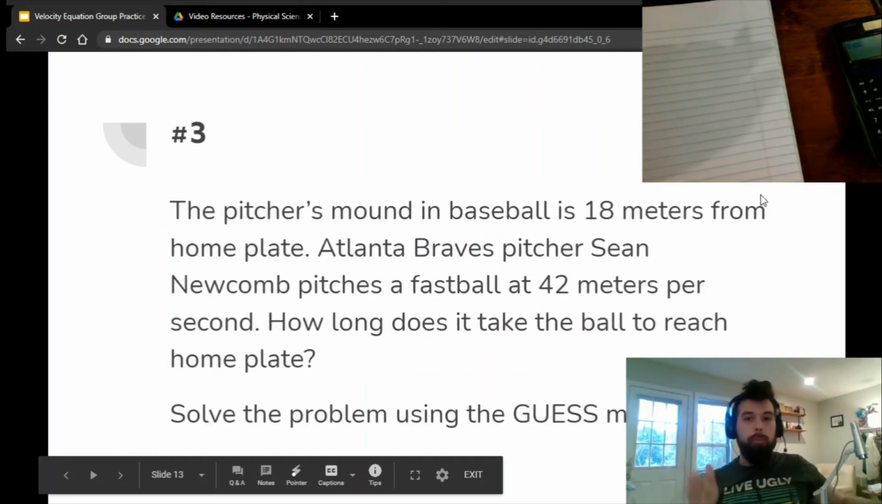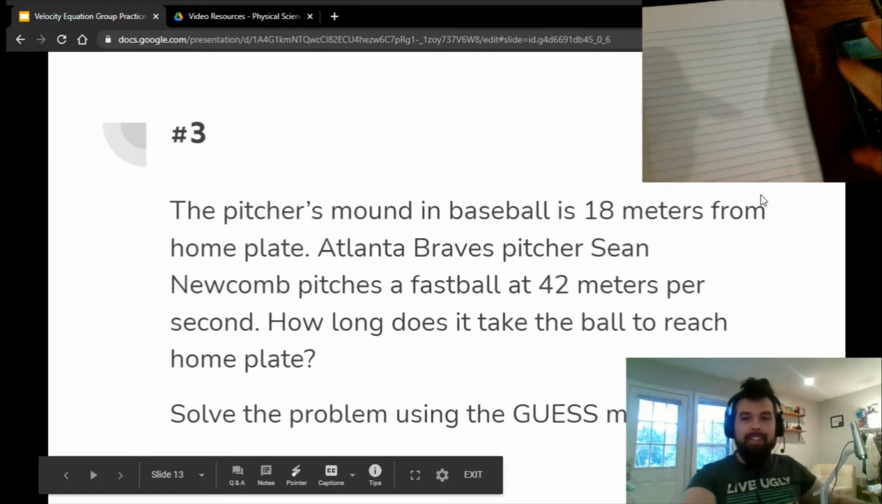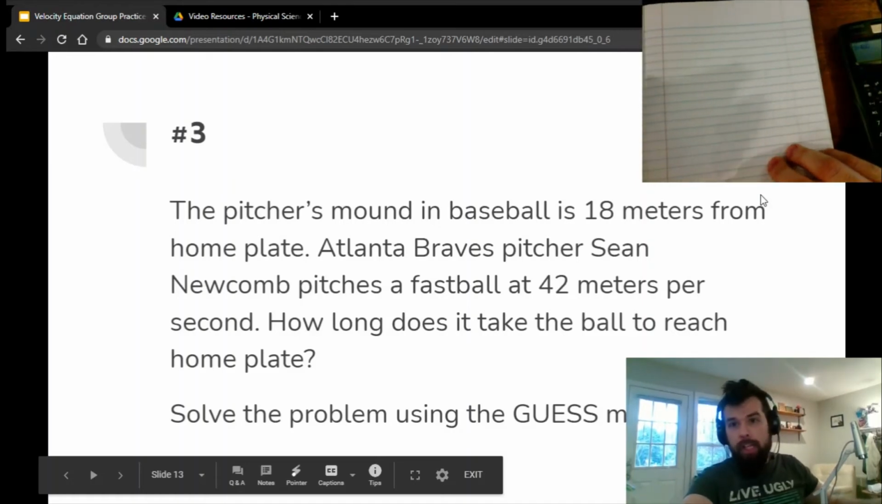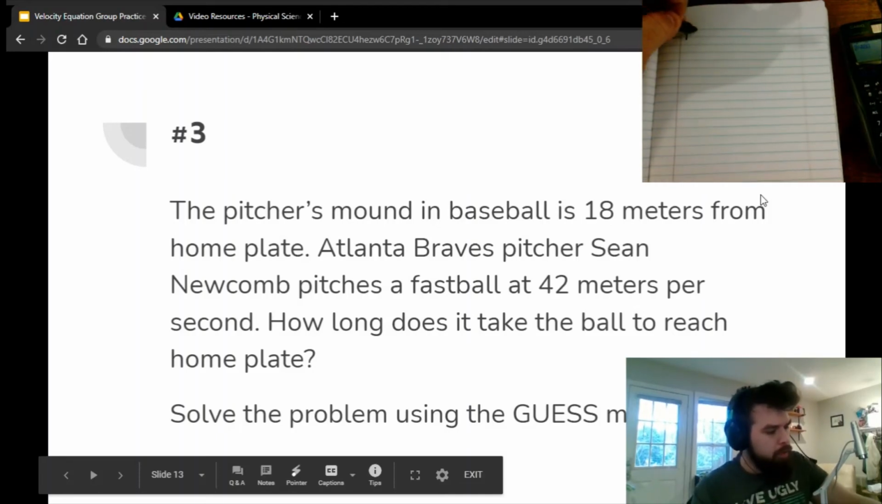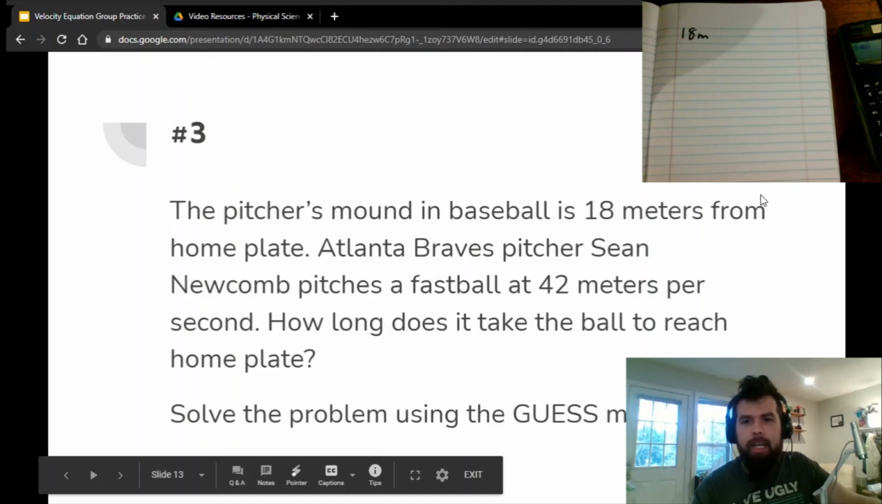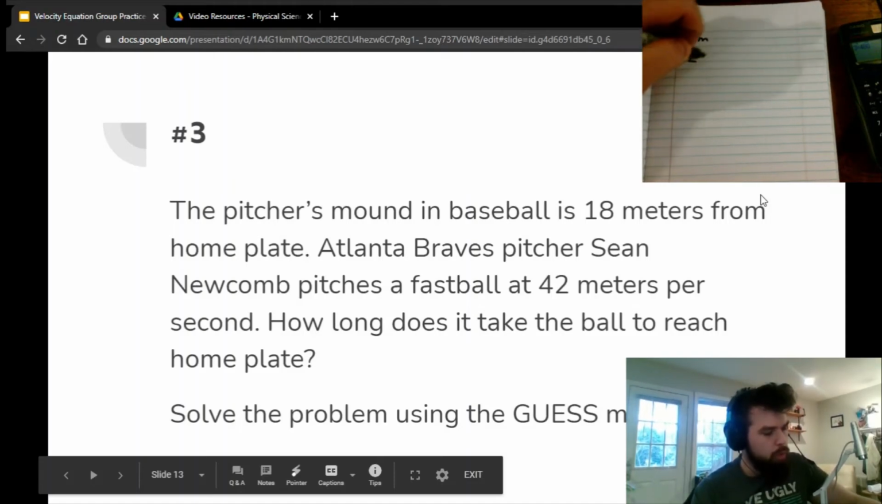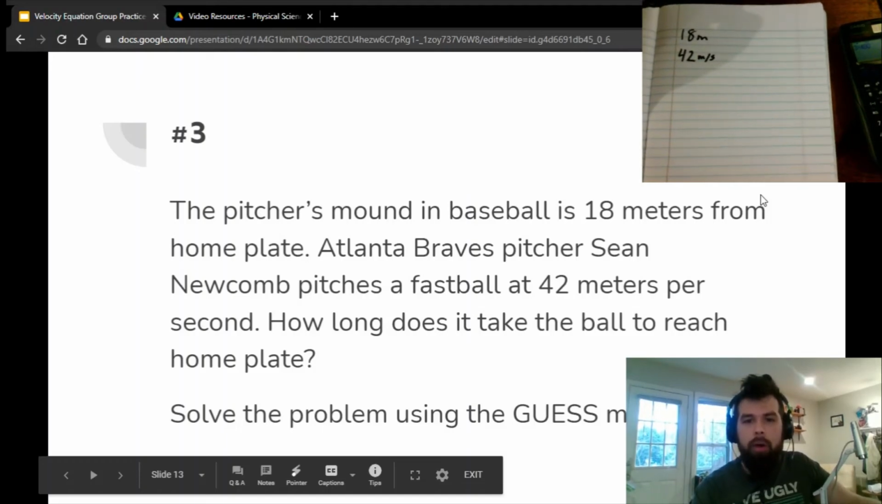All right, let's do one more of these. The pitcher's mound in a baseball field is 18 meters from home plate. I'm going to start writing things down as I read the problem now. 18 meters. Atlanta Braves pitcher Sean Newcomb pitches a fastball at 42 meters per second. How long does it take for the ball to reach home plate?